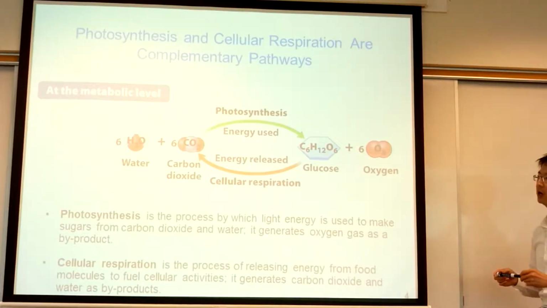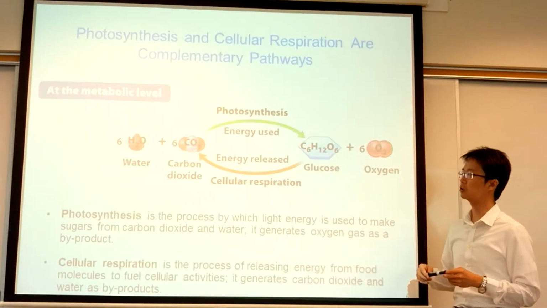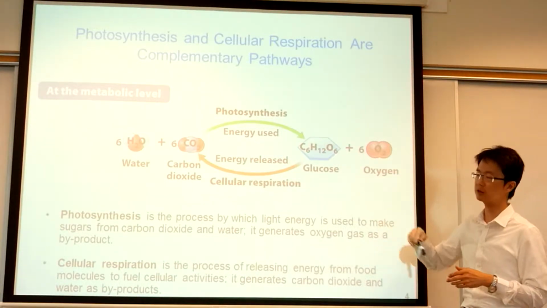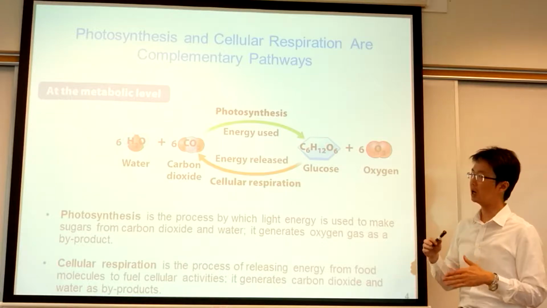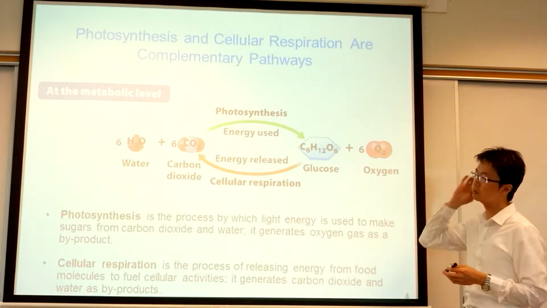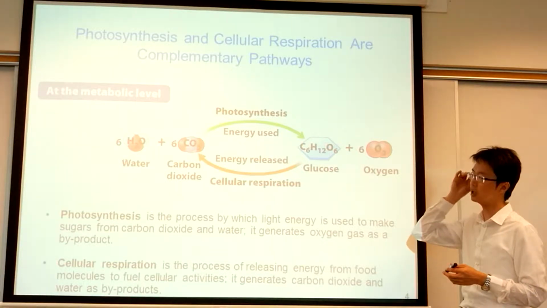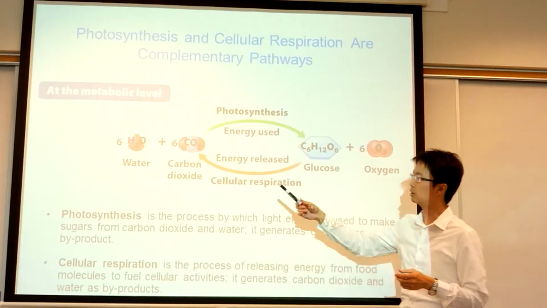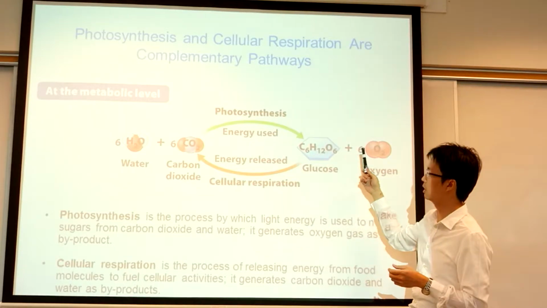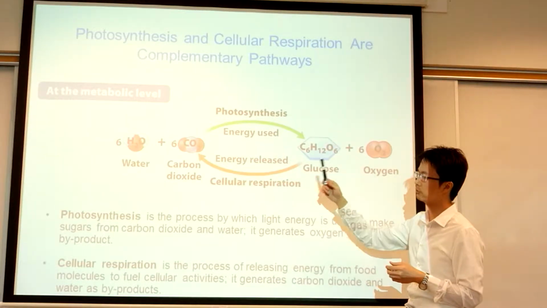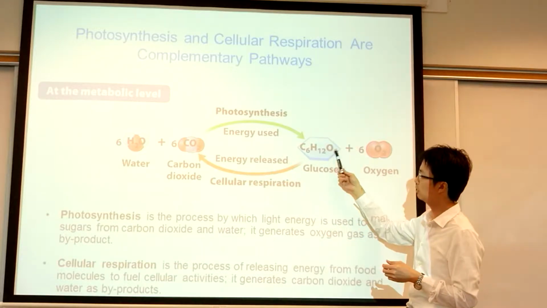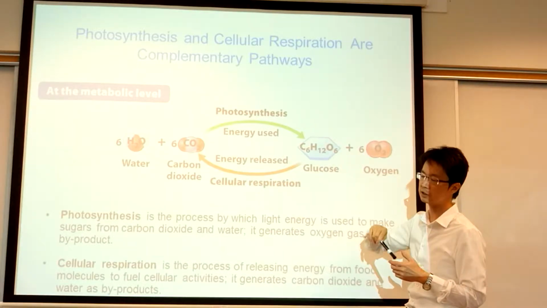So remember, I emphasized the two pathways, photosynthesis and cellular respiration. They should be in balance. This is how our nature works. The reactant of one pathway is the product of another pathway. The product of one pathway is the reactant of another pathway.